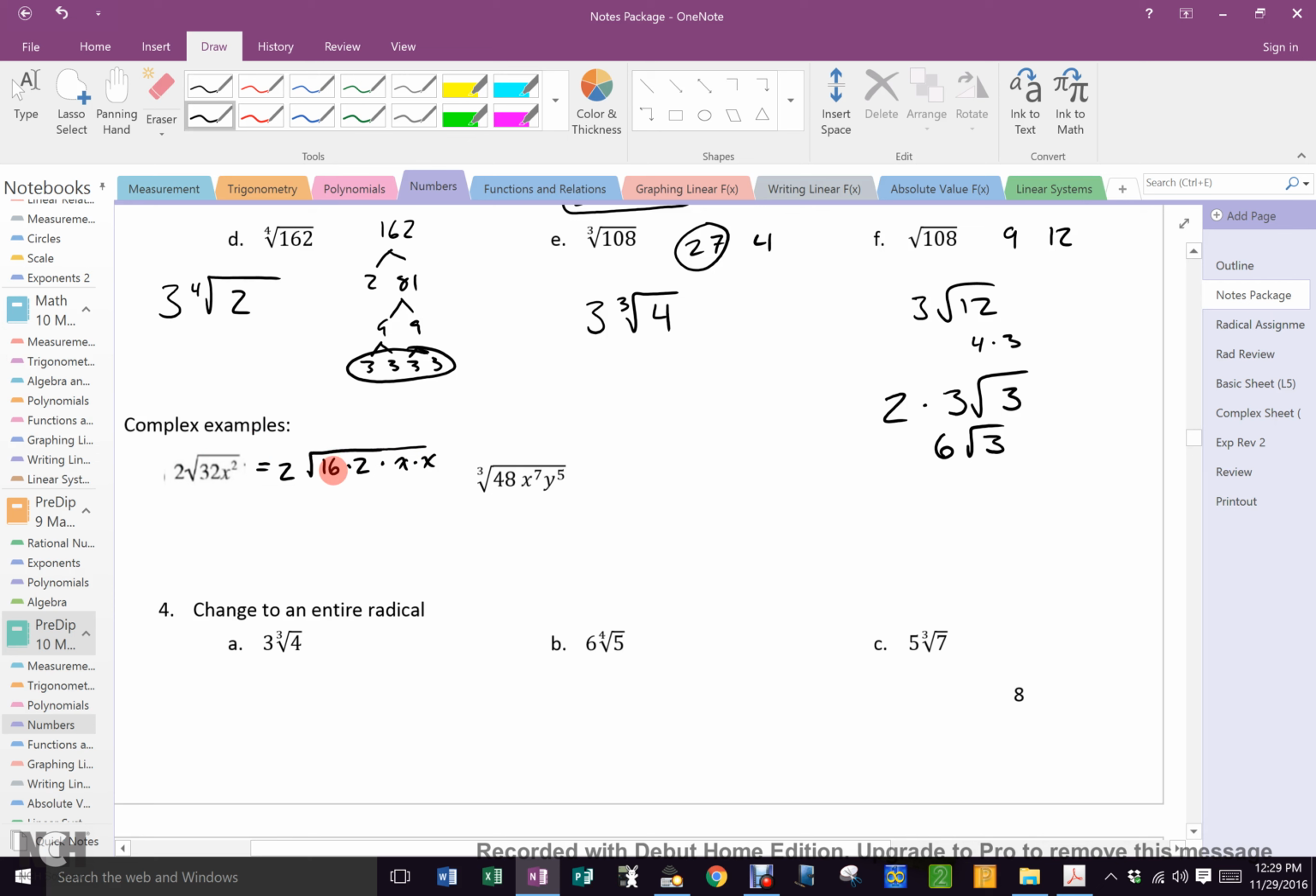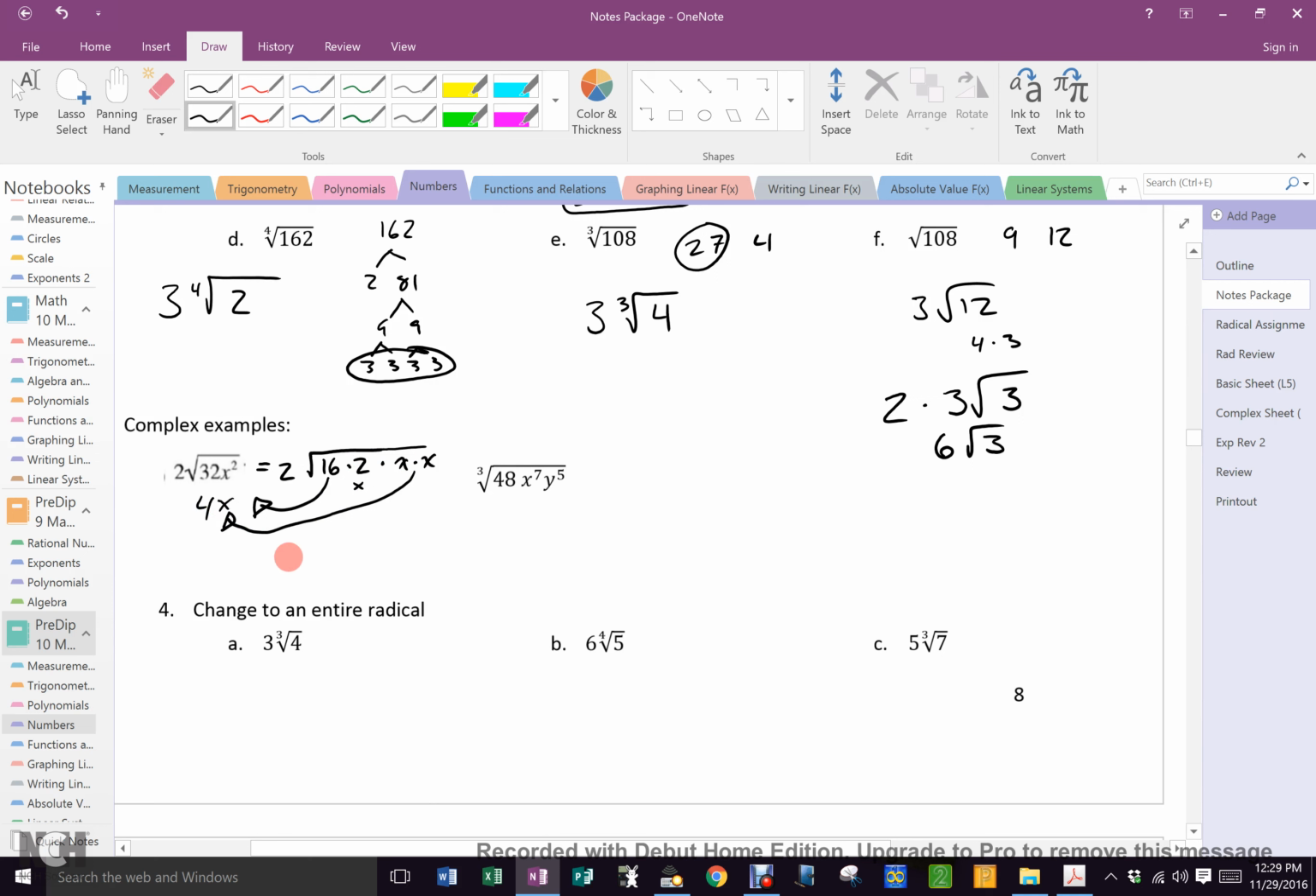What is it? 4. So what comes out? 4, right? Does 2 have a square root? No, so 2 stays in there. He's not going anywhere. Is that a group of 2? Yeah. So what comes out? X. A single x. So now I've got 4x and a 2 out front.